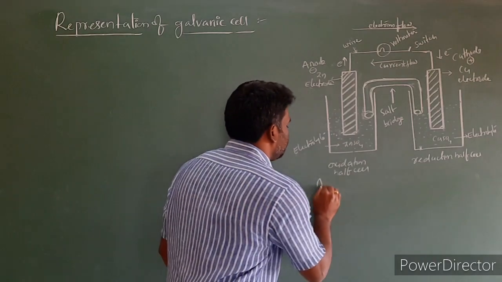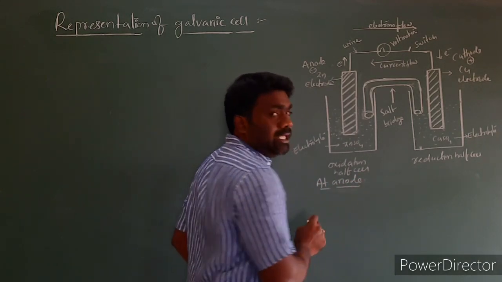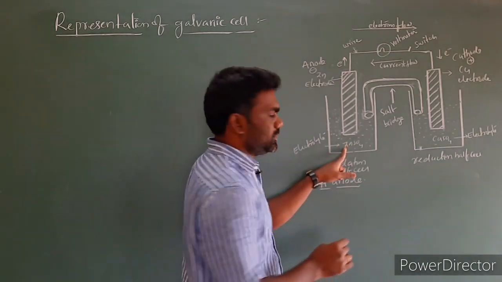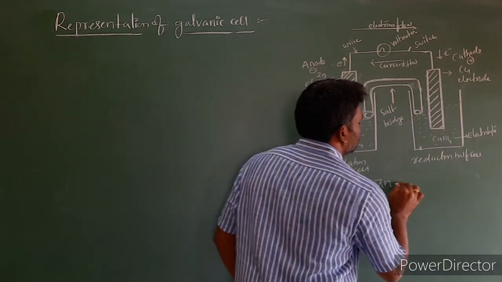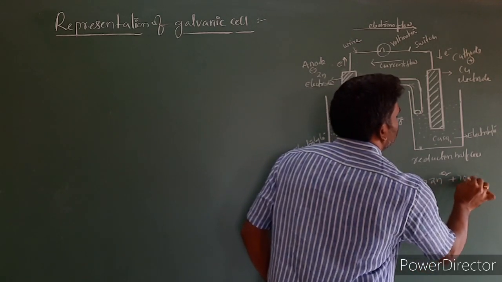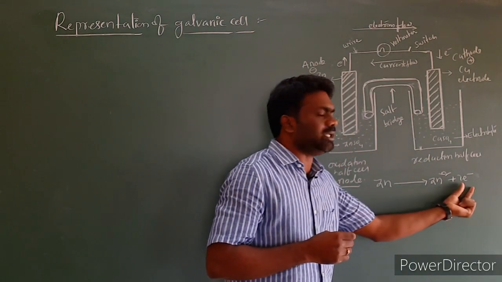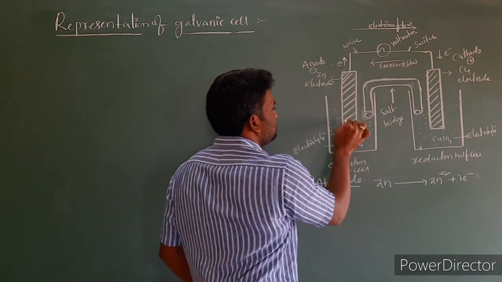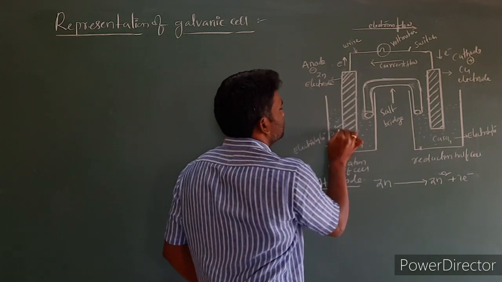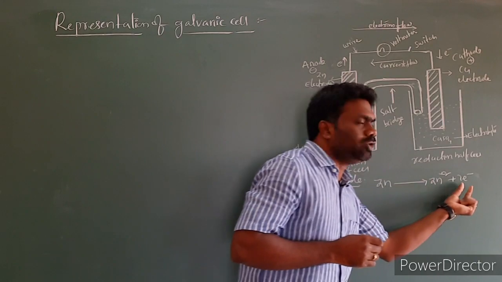So, the reaction at the anode. Here zinc is undergoing oxidation. That means zinc loses electrons, converting into Zn2+ plus 2 electrons. This zinc rod converts into Zn2+ plus 2 electrons. So the zinc is entering into the solution as Zn2+, leaving 2 electrons.